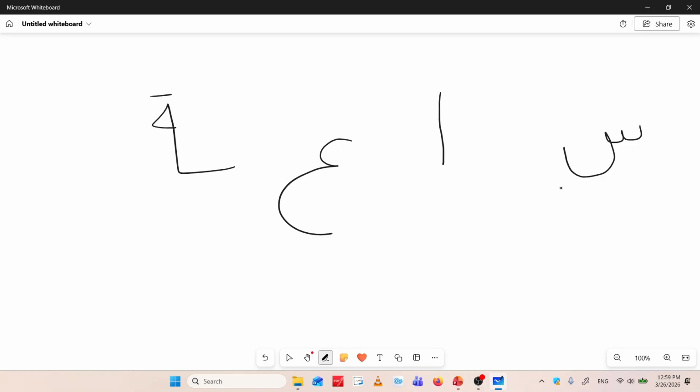So, seen, the two-way connector. Alif is a one-way connector. Ain is a two-way connector. And ta marbuta is a two-way connector.